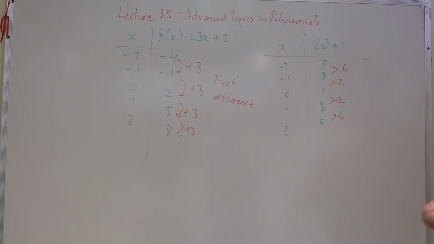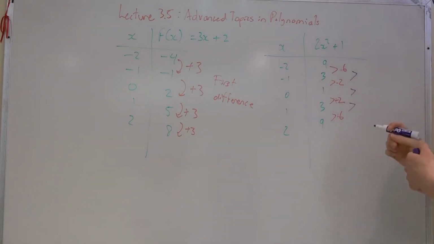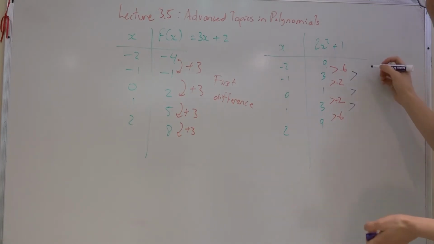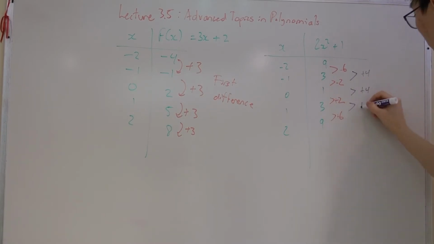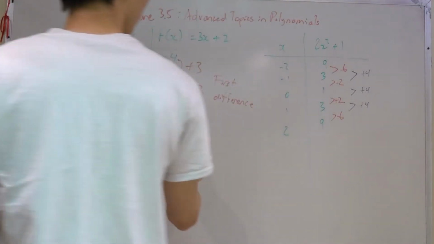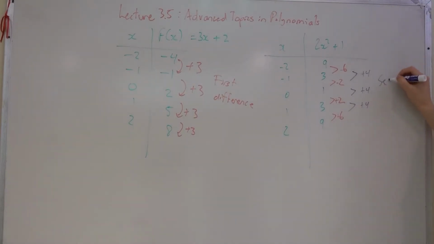Something jumps out at me. The thing that jumps out at me is that these all have the same difference between them. It's 4, right? So from -6 to -2, I add 4. And then here I add 4 as well. And here I add 4 as well. Okay, so we did get something like here, except it wasn't in the first difference, it was in the second difference.